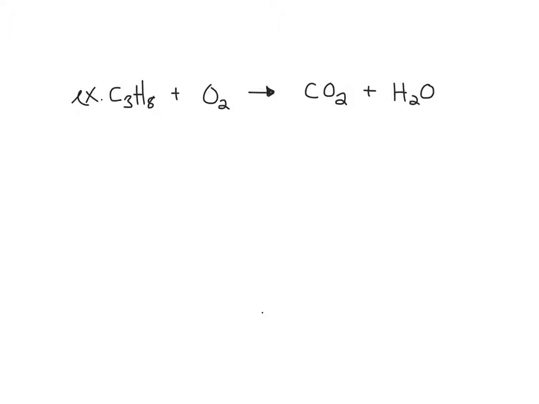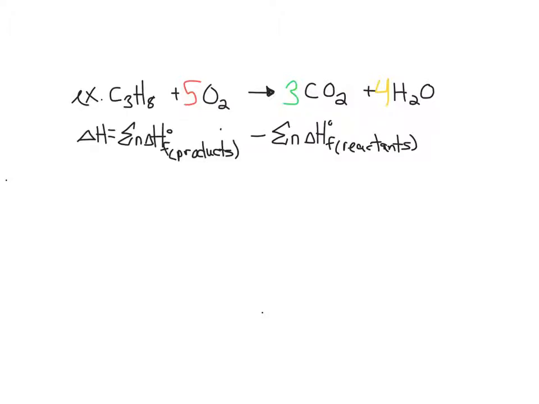So if you've balanced this correctly, your coefficients are 5 O2 and 3 carbon dioxide and 4 waters. Just like any other problem, the first thing we want to do is write out our equation. So there's our equation. We know that our enthalpy change is going to be the sum of the standard enthalpy of formation of the products times the number of moles, subtract the sum of the number of moles times the standard enthalpy of formation of the reactants.